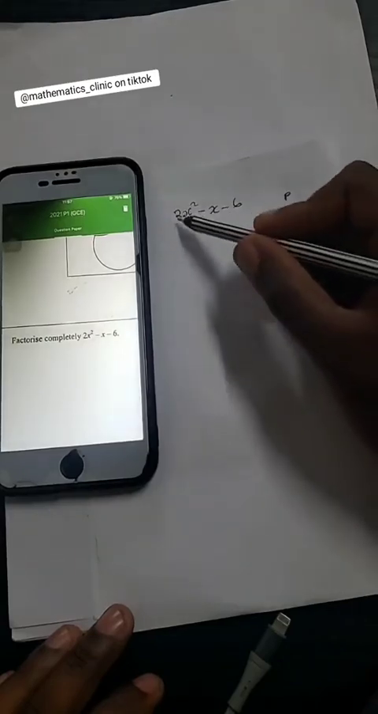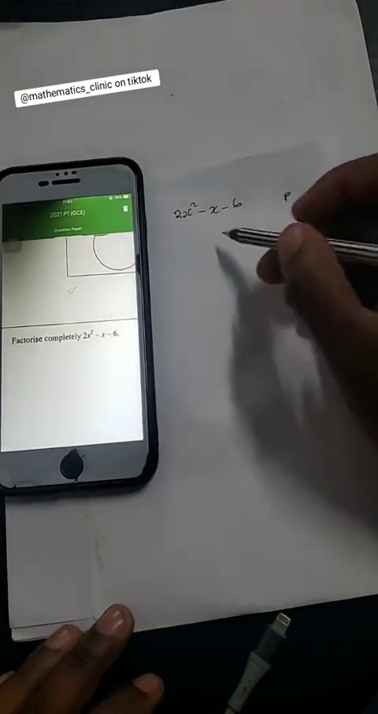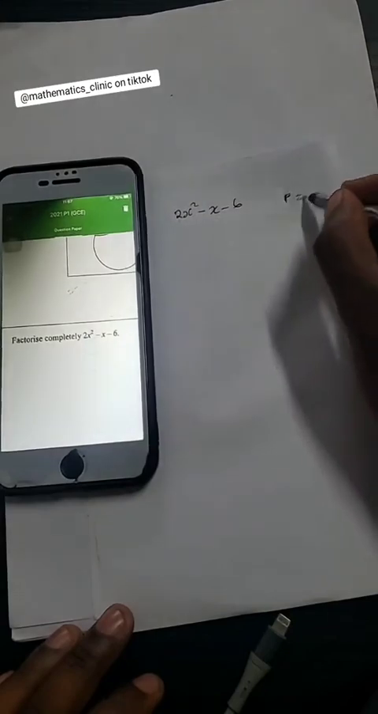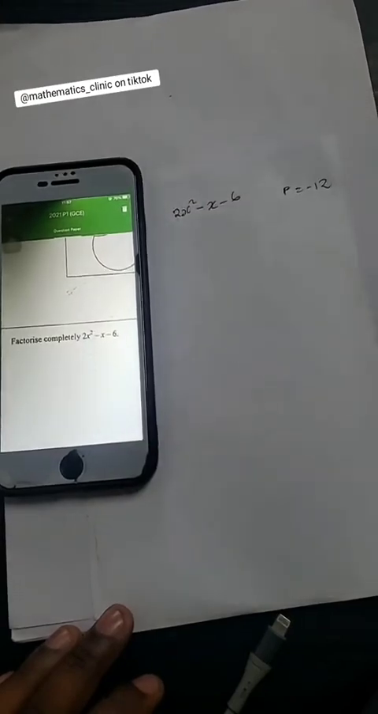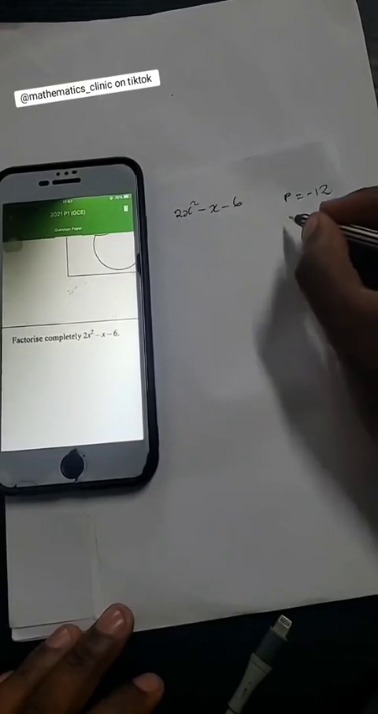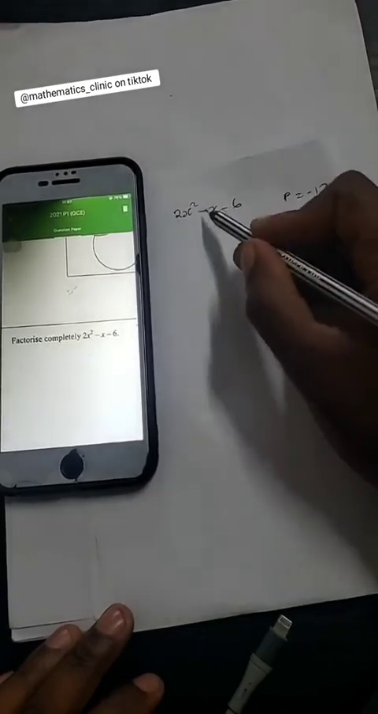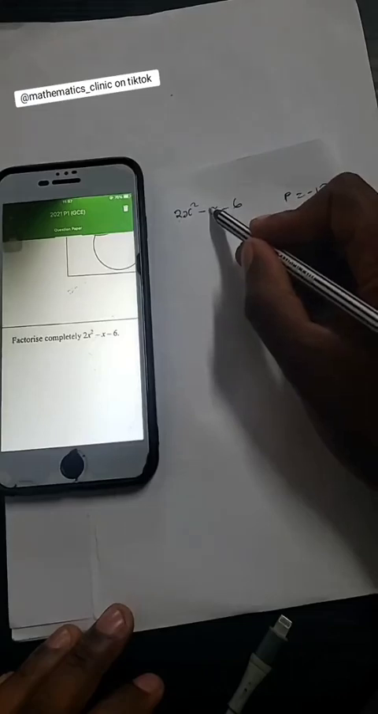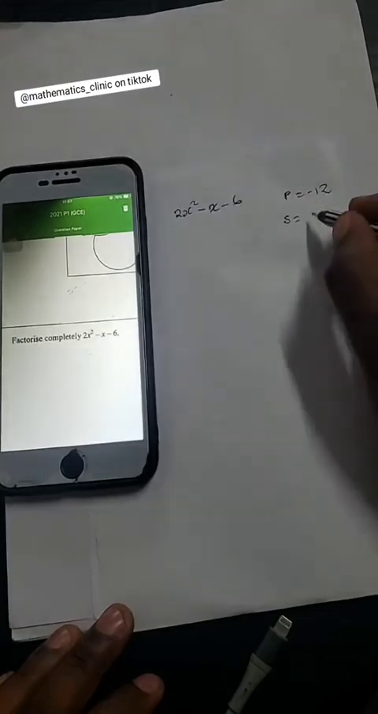So what is going to happen is you need to find the product, because we use the factorizing method. So we're going to say 2 times negative 6, it's negative 12 as our product. Product, these are the results of multiplying two numbers or more. Then our sum, you always get the coefficient of x, so now we're going to have negative 1.